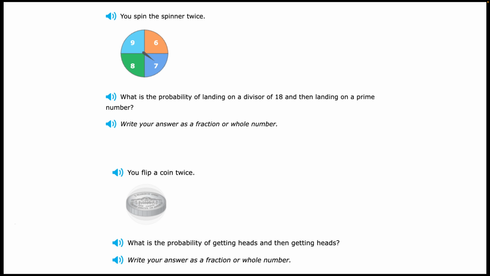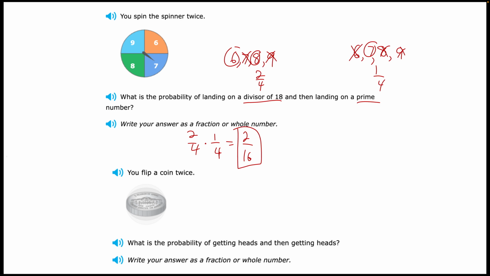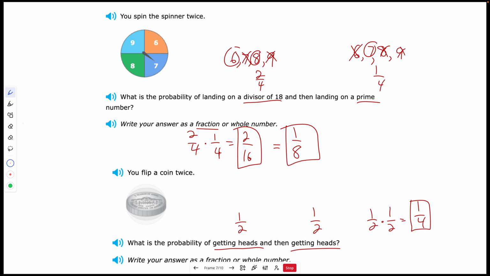Okay, now that you've had time to work these problems, let's check your solutions. For the first problem, here is the work, and the final answer should have been 2 over 16. If you wanted to reduce that, you could put 1 over 8. Notice it says write your answer as a fraction or whole number, so either one is correct. And for the second problem, you should have gotten 1 over 4.